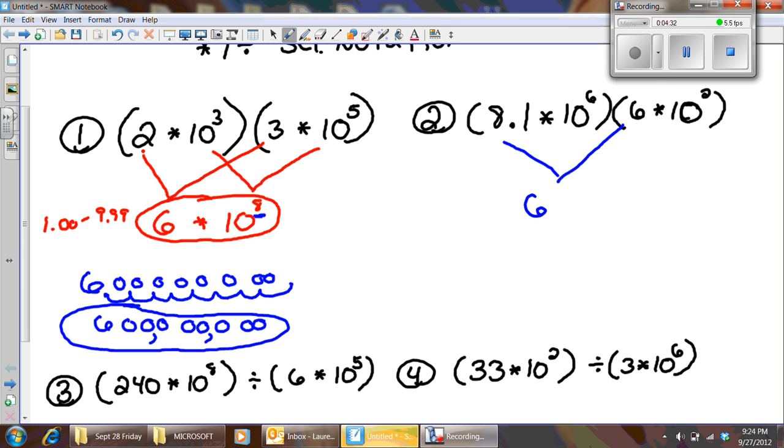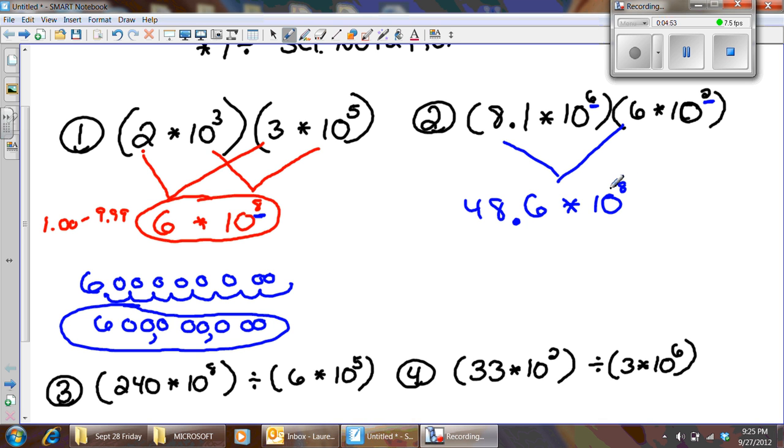6 times 1 is 6. 6 times 8 is 48. And there's 1 digit after the decimal point. So I put the decimal point so there's 1 digit after it. I multiply by 10 to a power. I've got 6. I've got 2. 6 plus 2 is 8.